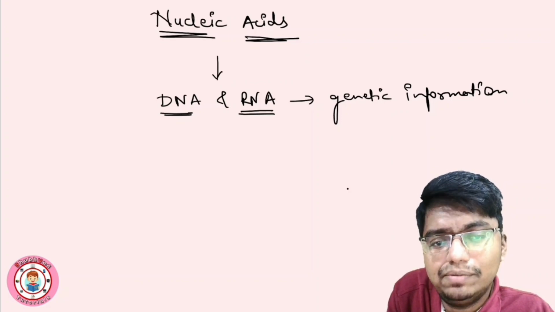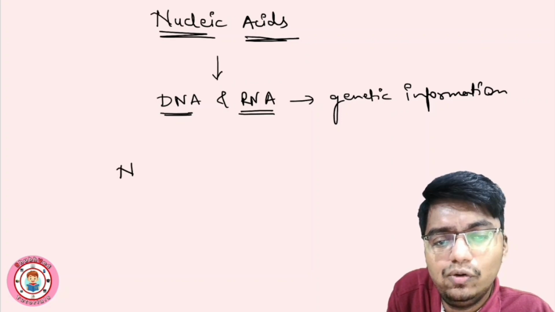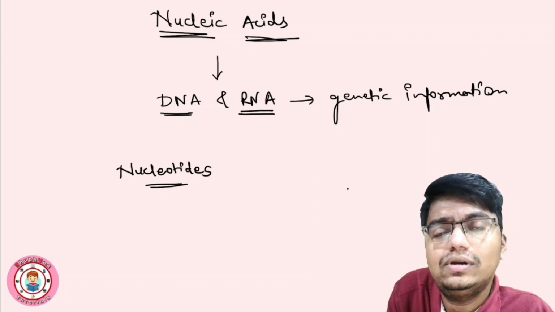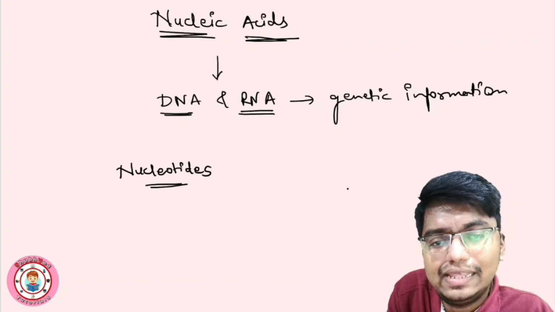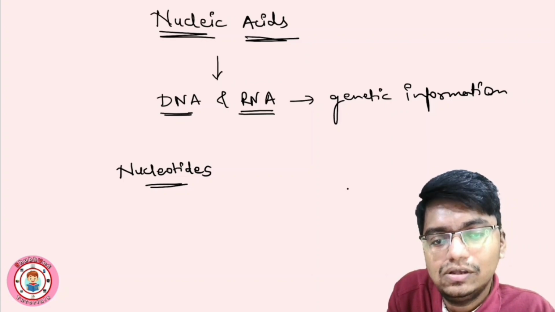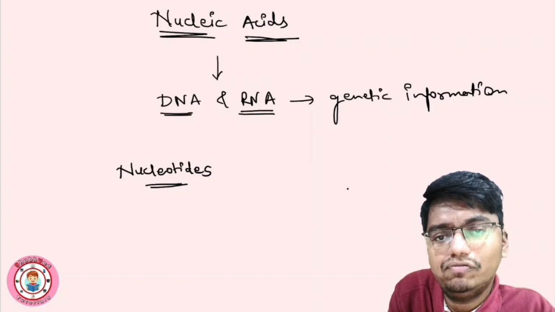Nucleic acids are made up of nucleotides. So first of all, we have to know about nucleotides, and then we'll go to how nucleic acids are formed. So nucleotides are the building blocks of nucleic acid.